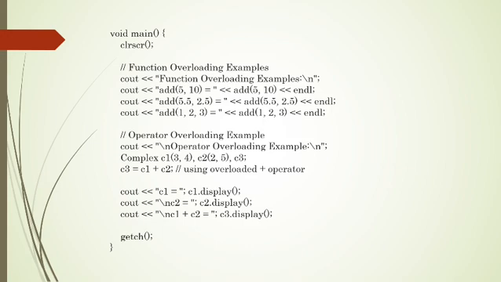Now we call add with two double values, 5.5 and 2.5. This calls the second version and returns 8. Here we call add with three integers, 1, 2 and 3. This calls the third version and gives the result 6.